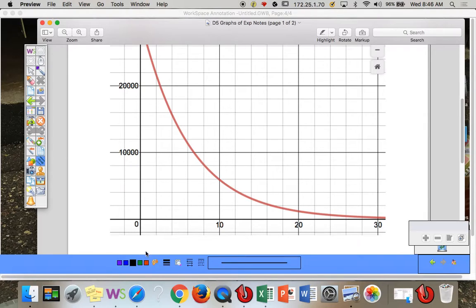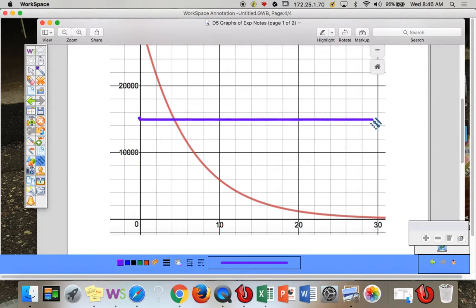Here we go. All right, so let's do this in purple. So here's 10,000, 12, 14, 16, 18. So this is going up by twos. So this is 12, 14, here's 15,000. I'll draw a line across. And we're going to look for that point of intersection. And if I draw a line down, we can estimate the number of years.